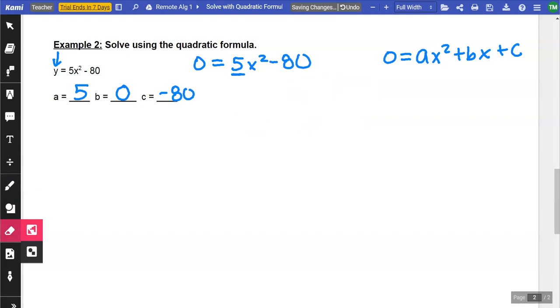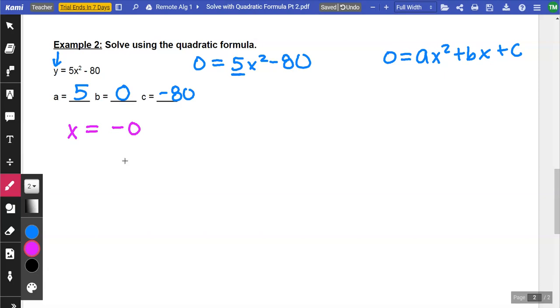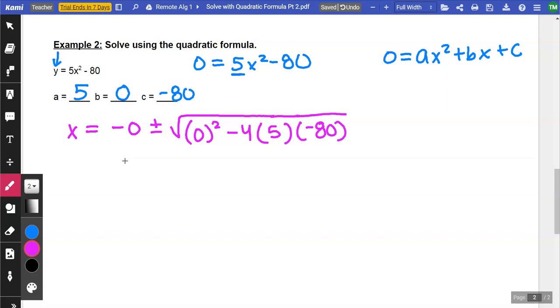So let's go ahead and plug these values into our equation. So we're going to have x is equal to the negative of b, so negative 0, plus or minus the square root of b squared, 0 squared, minus 4ac, so negative 4 times 5 times negative 80, all over 2 times a, which is 5.